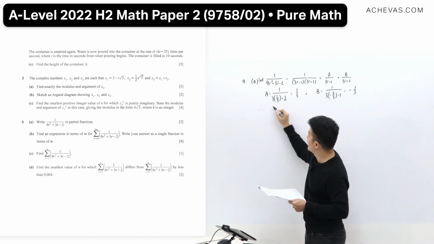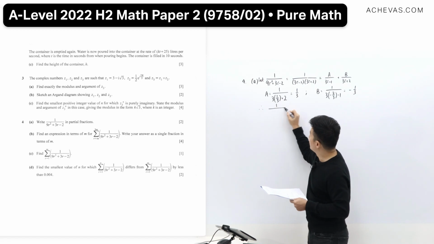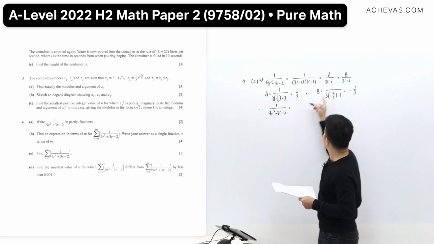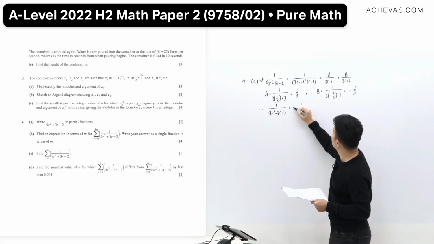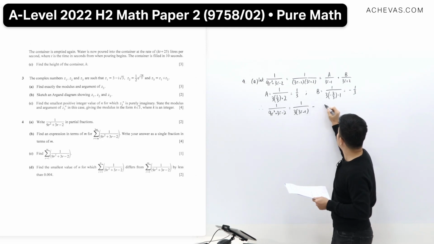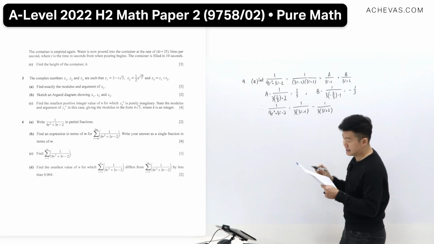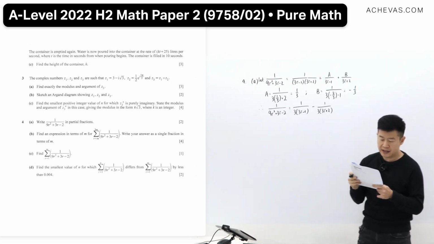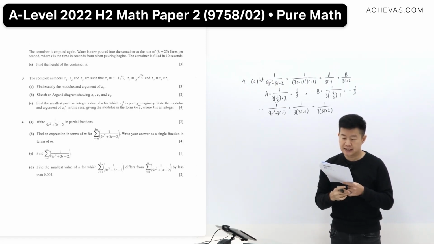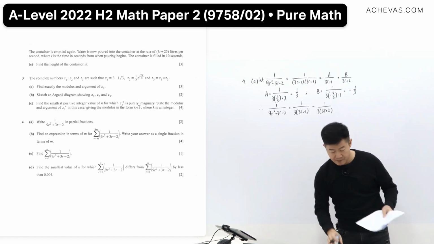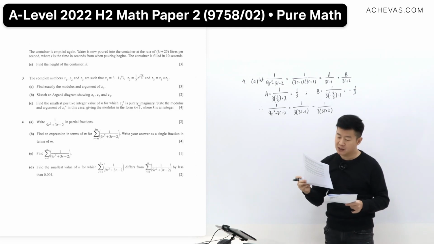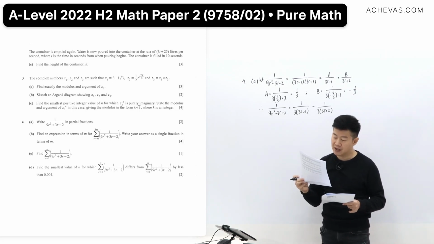So we have this 1 over 9r squared plus 3r minus 2 to be equal to 1 over 3 of 3r minus 1 minus 1 over 3 of 3r plus 2. Okay, this is our partial fraction form for part A. And in part B, we are supposed to be evaluating that expression over there.